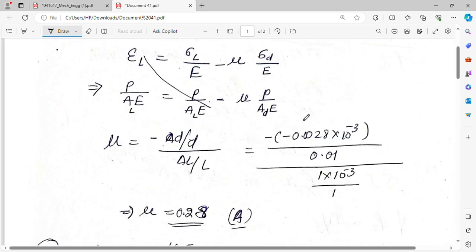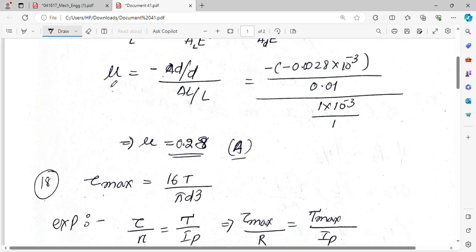So we know the formula. Poisson's ratio is lateral strain by longitudinal strain. Lateral strain means we are decreasing the diameter, that means change in diameter divided by original diameter, whole divided by change in length divided by original length.